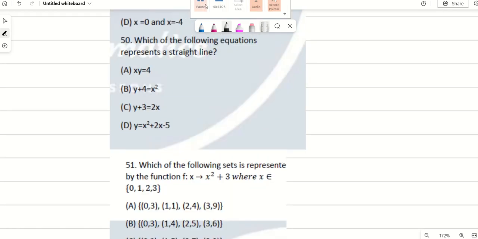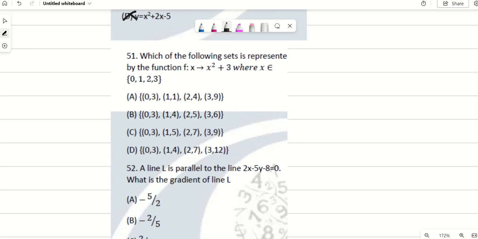Number 50: which of the following equations represents a straight line? We know a straight line is y equals mx plus c. We see this one has x multiplied by y, so that is not it. This one has x squared, not that. This one has x squared as well, so the most logical answer would be C. We want it in this form, with y. So the answer is C.